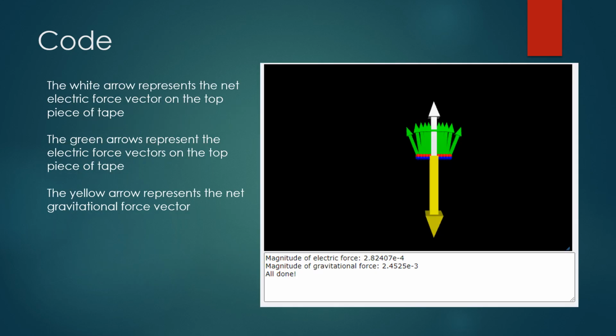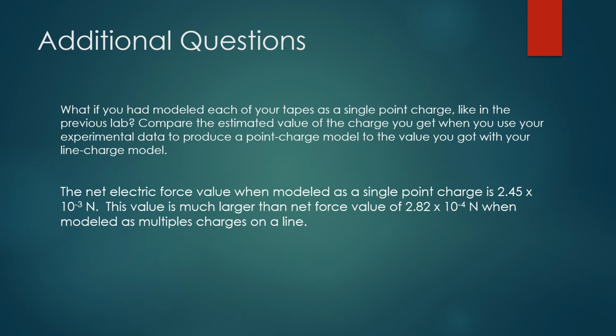This is the main GlowScript model. The white arrow represents the net electric force vector on the top piece of tape. The green arrows represent the electric force vectors on the top piece of tape, and the yellow arrow represents the net gravitational force vector.